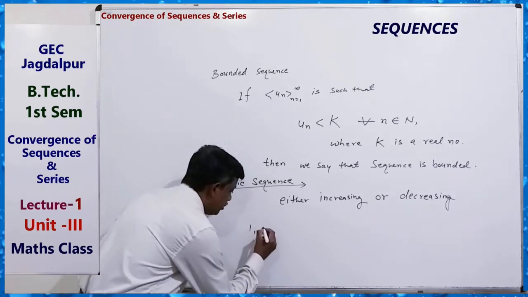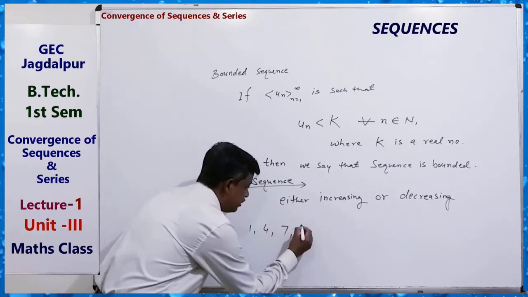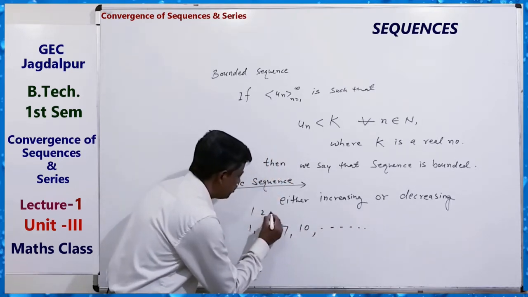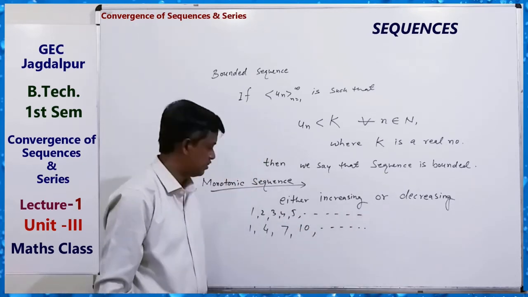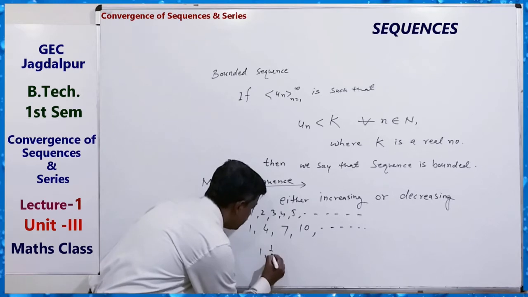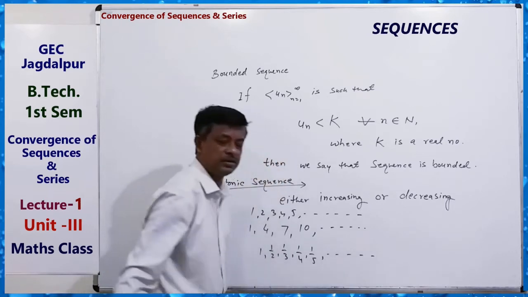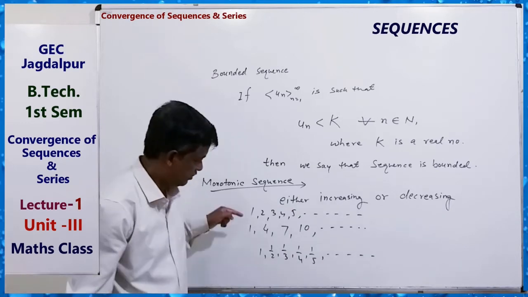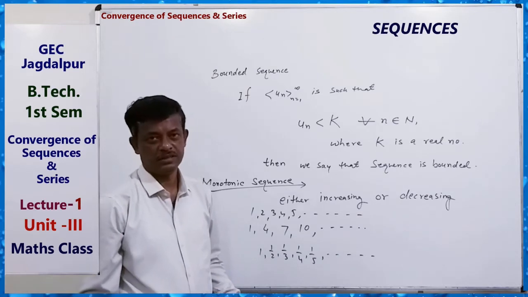So, for example, 1, 4, 7, 10, and so on. This is a monotonic sequence. This is an increasing sequence. You can also write 1, 2, 3, 4, 5, and so on. This is an increasing sequence. Decreasing sequence: 1, 1 by 2, 1 by 3, 1 by 4, 1 by 5. This is a decreasing sequence. All are monotonic sequences.